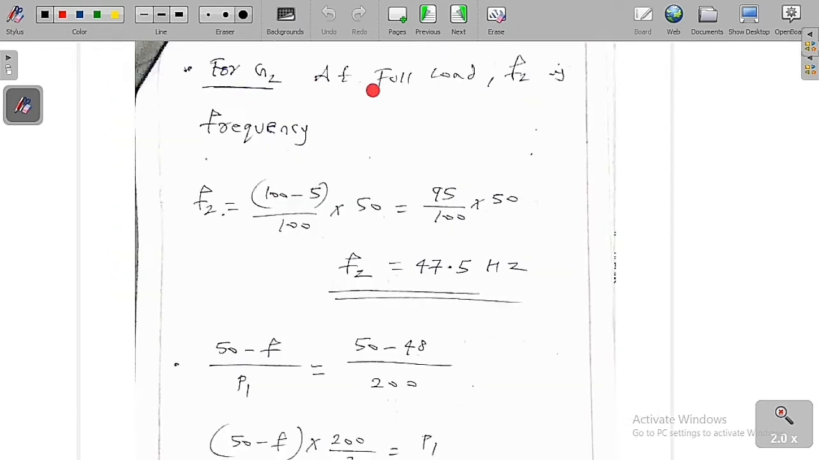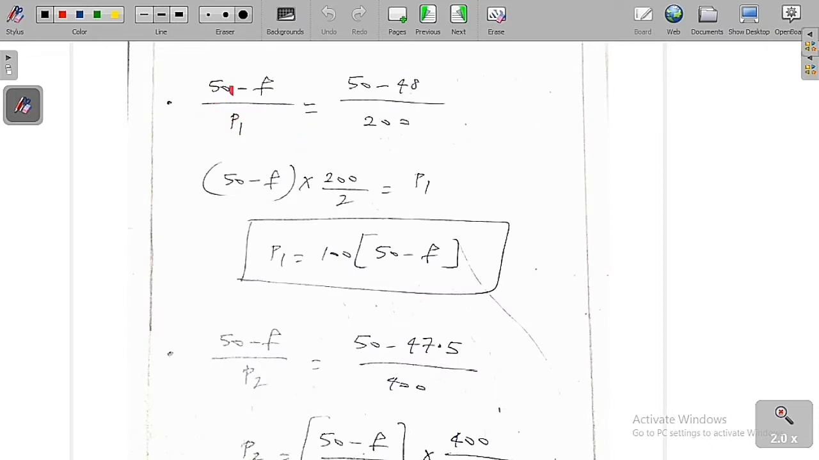Similarly for generator G2, at full load F2 is the frequency. It is going to drop by 5%, so the remaining is nothing but 95. So (100 minus 5) by 100 into 50 is nothing but 95 by 100 into 50, which is 47.5 hertz. So F2 is the frequency which we are going to get at full load, a frequency of 47.5 hertz.